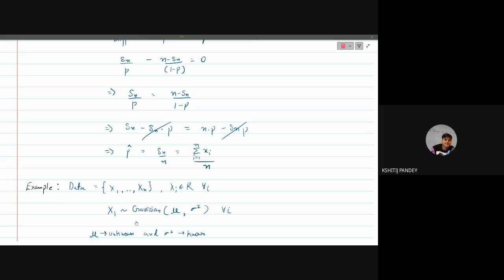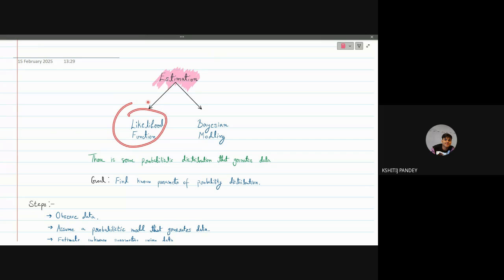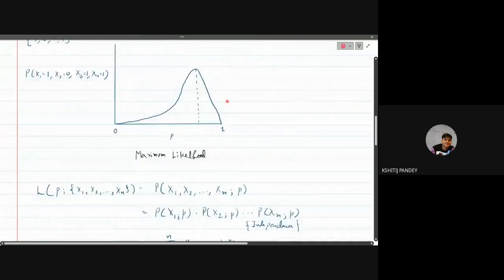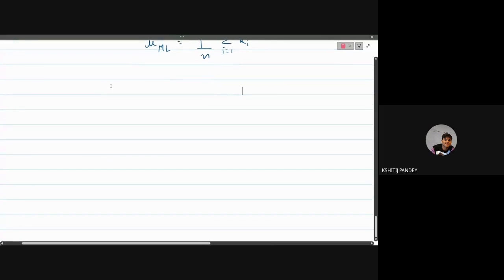So after this, we have to move to the other method of estimation. This was the first part, estimation using the likelihood function. The other part is Bayesian modeling. So when do we use Bayesian modeling? Is there something anyone wants to add or ask? So now we are coming to Bayesian modeling.